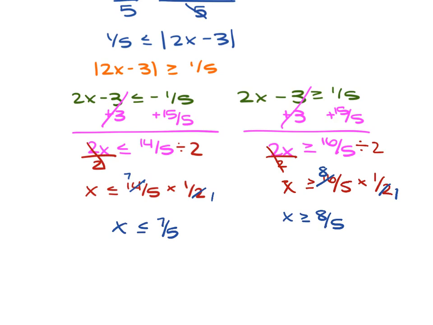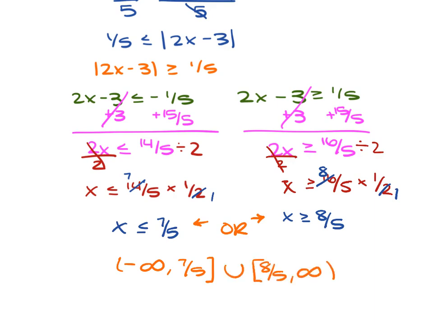The 7 over 5 is less than the 8 over 5. Those signs go away from each other, so this is an or statement. So we're just going to have negative infinity up to 7 over 5, including the 7 over 5, with a union of 8 over 5 to positive infinity, including the 8 over 5.